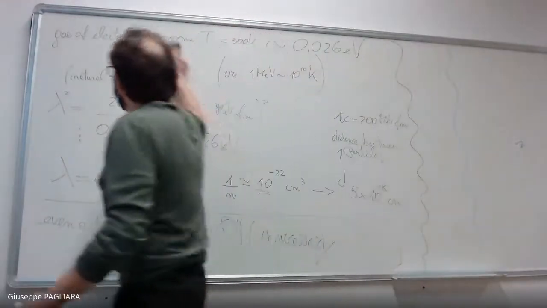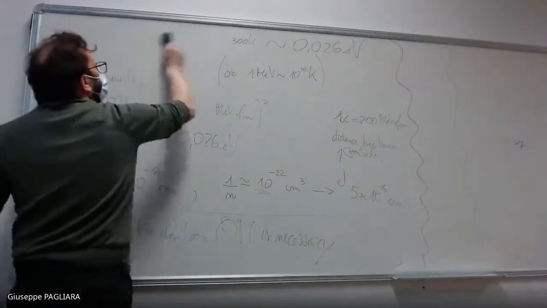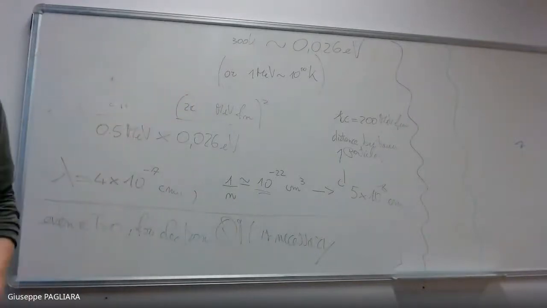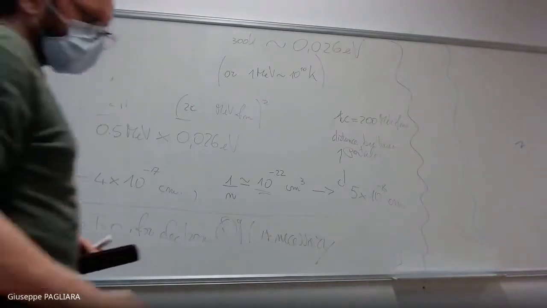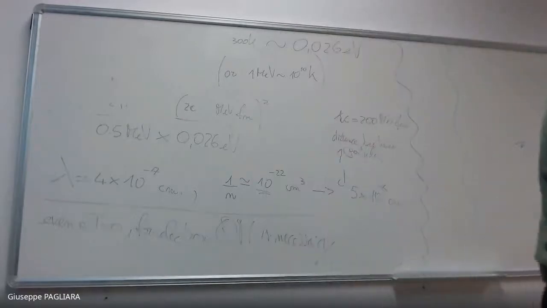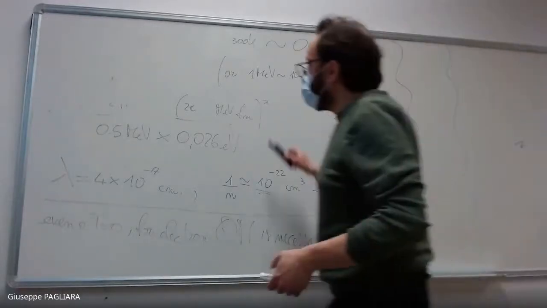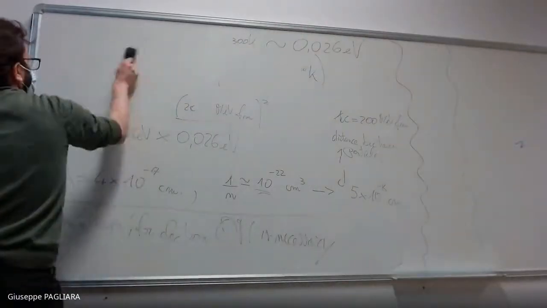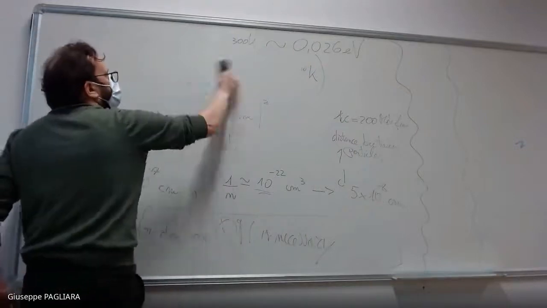And indeed, you might remember that a gas of electrons in a metal is considered to be a degenerate gas. I think you have done this before. So quantum mechanics plays a major role also at room temperature for a gas of electrons.